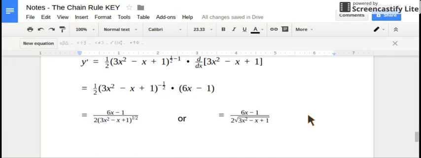So good luck finding derivatives of nested or composite functions just using the expanded power rule.